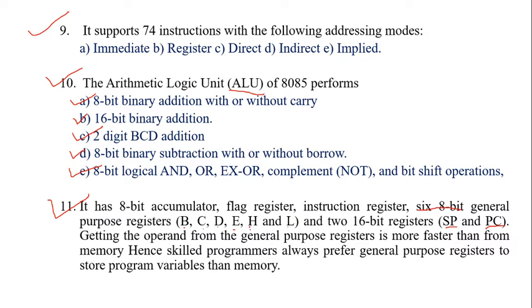We are going to see this in detail in the next lesson, but right now we need to remember it. The general purpose registers are 8-bit, and the stack pointer, SP, and the program counter, PC, are 16-bit registers. Getting the operand from a general purpose register is faster than from memory. Hence, a skilled programmer always uses general purpose registers to store program variables rather than memory. So whenever we store variables, we store them in general purpose registers, because it is faster than taking them from memory locations.